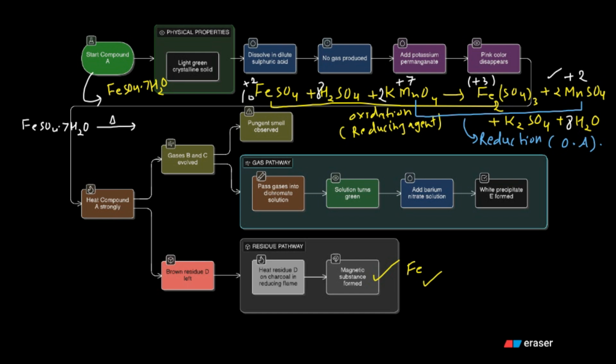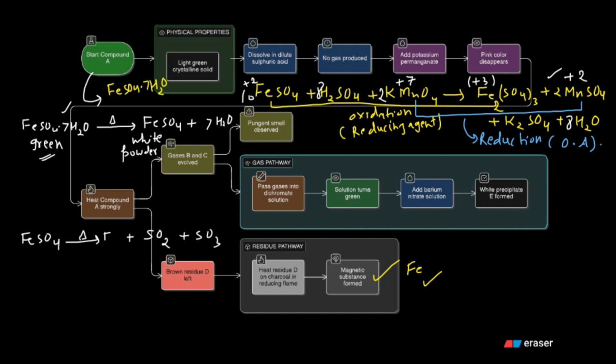Okay, if you heat it very strongly in the lab, say somewhere around 200 degrees centigrade, what will happen? Earlier this was light green crystalline due to the presence of these 7 water molecules. Now it will become a white powder. If you heat it strongly as given in the question, this is basically your gas B, and this is your gas C, and this compound, which is nothing but the brown residue, is rust.